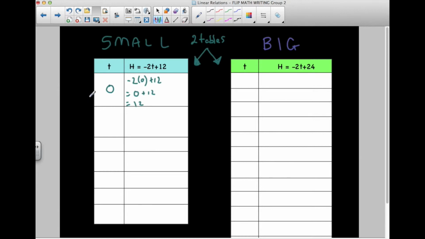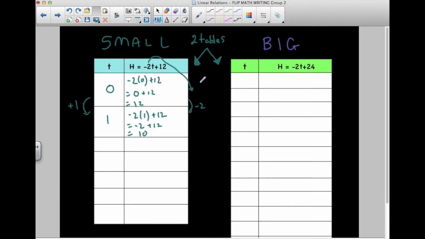Now, as I increase the time by 1 hour, what happens to the height? I can make my substitution. Minus 2 times 1 is minus 2, plus 12. 12 minus 2 is 10. Now, I want you to take the time to notice this. How do we get from 12 to 10? We subtracted 2. Remember, our rate of change was negative 2.